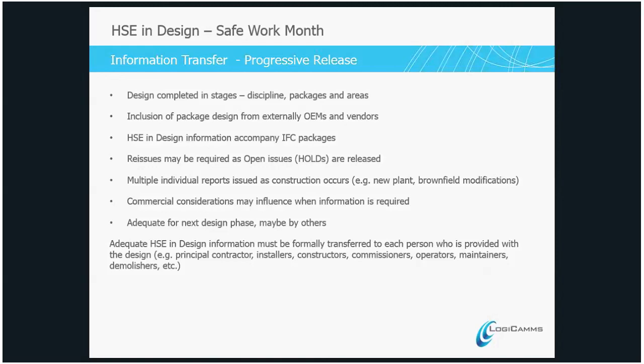So the adequate HSE and design information must be formally transferred to each person who is provided with the design. And that includes principal contractors, installers, constructors, commissioners, operators, maintainers and demolishers. Now we might not know who they are, and so in some cases we might be transferring that information to a client, and then it's the client's responsibility to disseminate the right information to maintainers and other companies that they engage. But our duty is to make sure that we're transferring the information to the duty holders that we are engaged with.